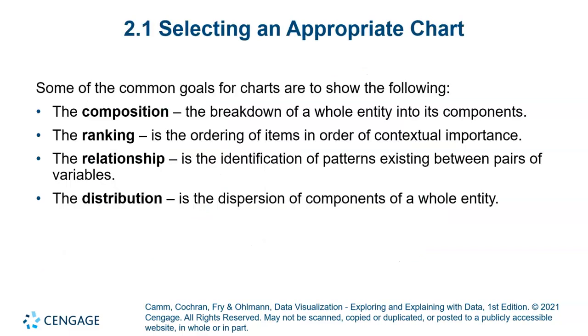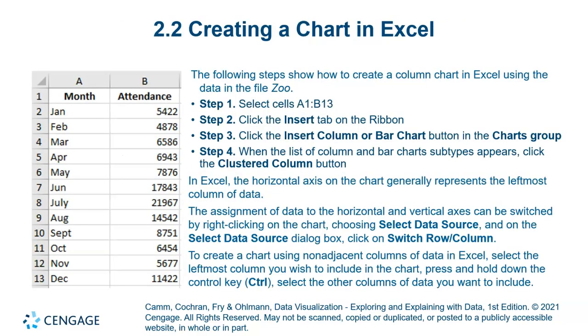Some of the common goals for charts are composition, which is the breakdown of the whole entity into components, like pie charts. Ranking is the order of items in order of contextual importance. Sometimes we want the relationship between two variables, whether it's a positive or negative relation, just like in regression. And sometimes we go for distribution, the dispersion of components as a whole entity.